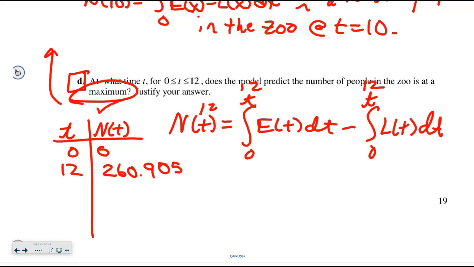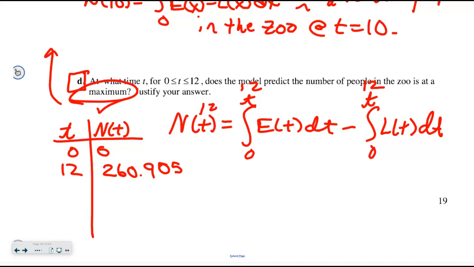0.505. Okay. Now, that is only a winner if the people entering rate was always greater than the people leaving, correct? Would that be true? There's always more people going in than going out. Then I would have a max at the end. Right? But if at any point those cross paths.